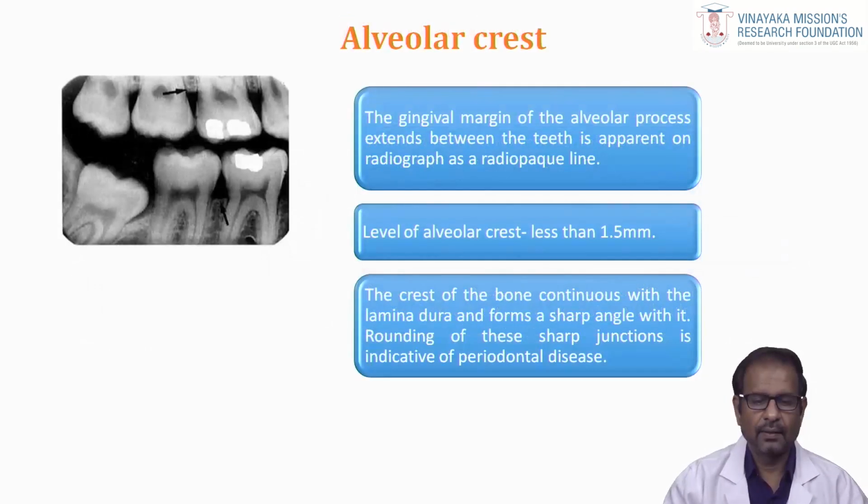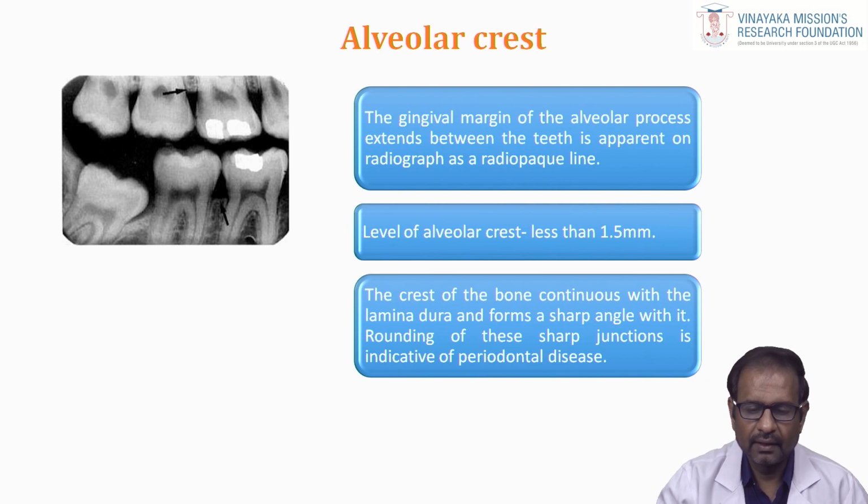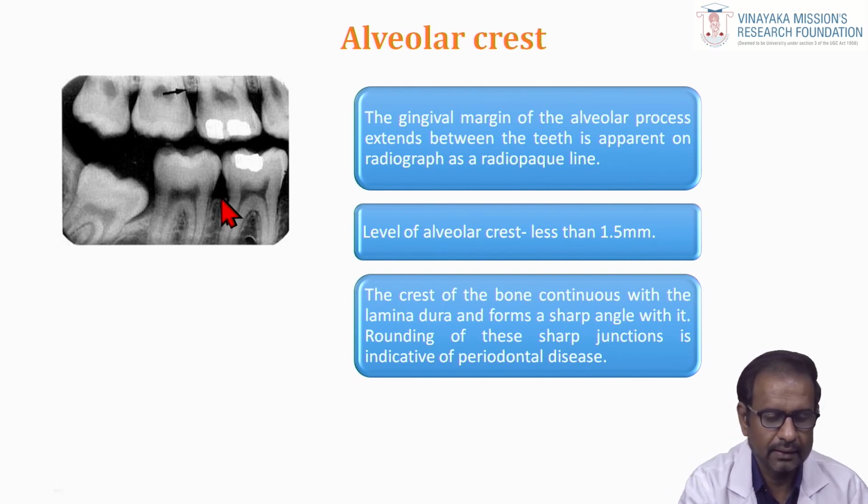Next is the alveolar crest. The gingival margin of the alveolar process extending between the teeth is apparent on the radiograph as a radiopaque line. The level of the alveolar crest is less than 1.5 millimeters here, at this arrow mark. In between the teeth, that is the alveolar bone.